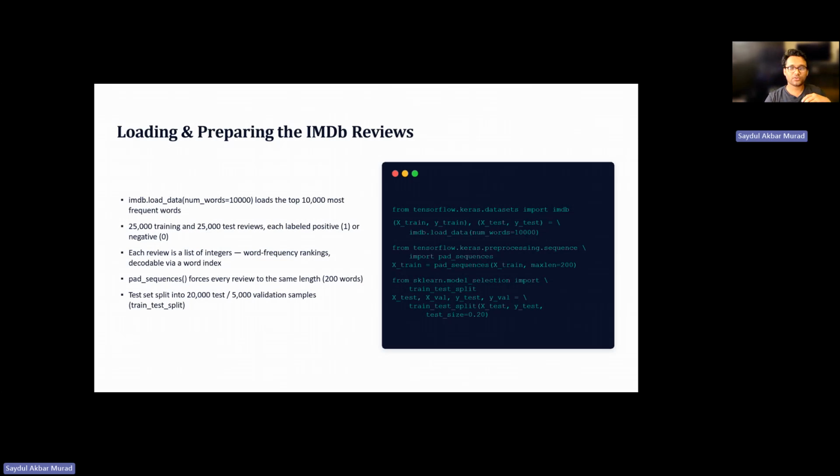Here you see what I did. I split the training and testing: X-train, Y-train, X-test, and Y-test. I loaded the number of words, 10,000, from TensorFlow, and I'm using the pad sequences. We have to do the sequencing. Here I used one keyword, max length 200.